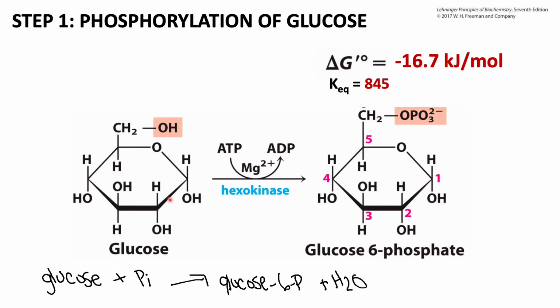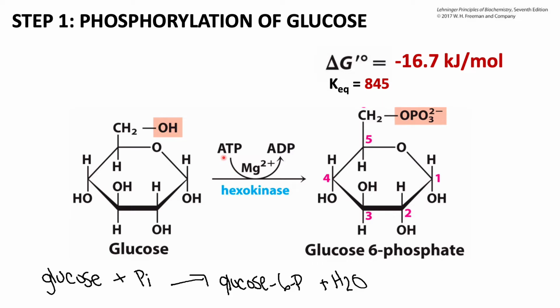This step is catalyzed by the enzyme hexokinase. And we have magnesium 2+ as a cofactor, which isn't going to be important right now. It's essentially just needed to balance out the charges. That's why we have that magnesium. So how do we phosphorylate glucose? Well, we need a phosphate group. How are we going to get that phosphate group? We're going to get it from ATP.